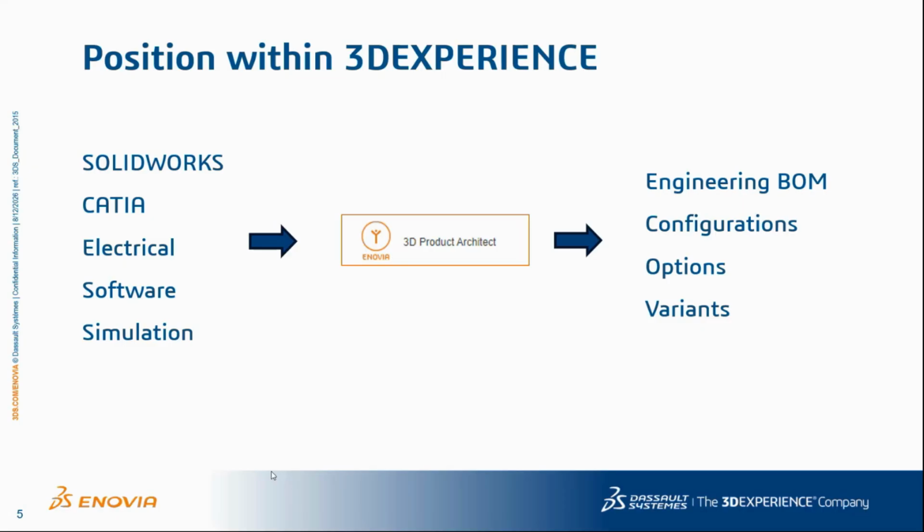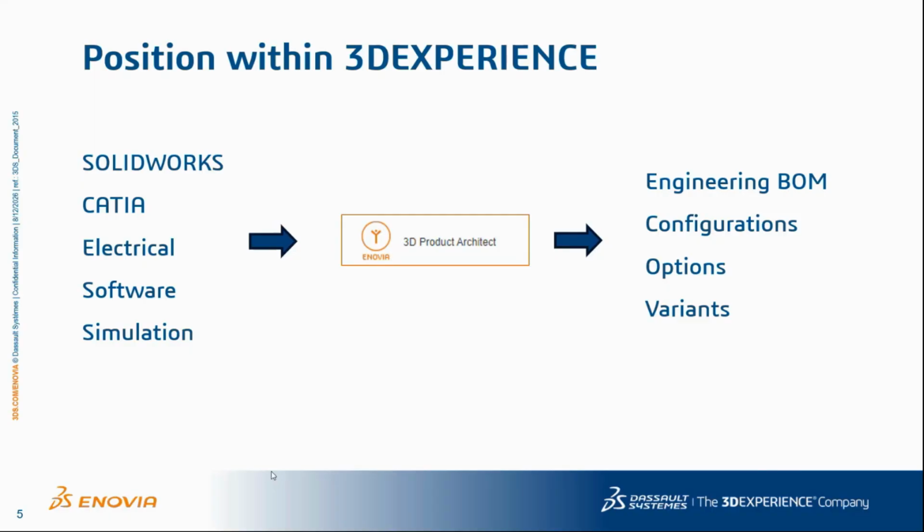In addition to that, you have your simulation results as well. Any product you take, you can simulate it electronically, or computerized simulations are possible completely. Based on those analysis results, you can build your bill of materials as well. To the left of your screen, you have SolidWorks, CATIA, electrical, software, and simulation. All these put together, in case you want to create a single bill of material with all these entities combined together, that is where 3D product architect comes into place.